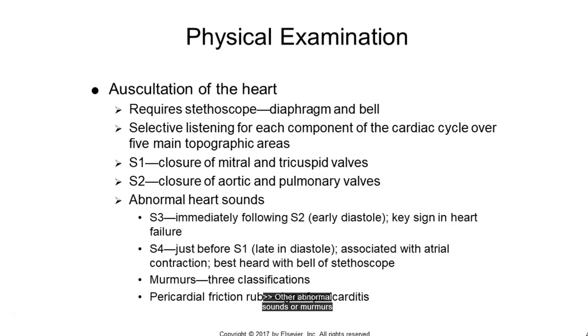Other abnormal sounds are murmurs, which are classified according to their timing, quality, intensity, pitch, location, and radiation, and are due to one of three reasons. 1. High blood flow rates through normal or abnormal valves. 2. Forward blood flow through a stenotic or malformed valve or by flow into a dilated vessel or chamber. And 3. Regurgitation through a valve. Pericardial friction rubs are heard over the third or fourth intercostal space and sound creaky, with each beat or two, like two pieces of leather rubbing together.